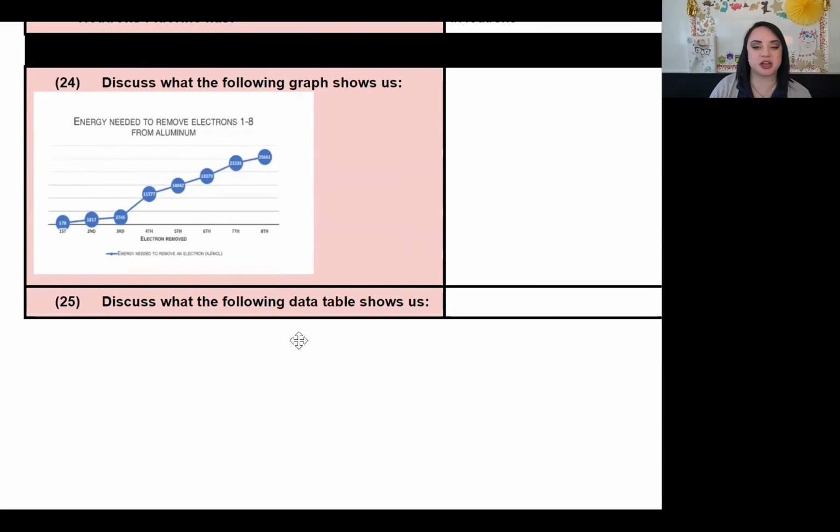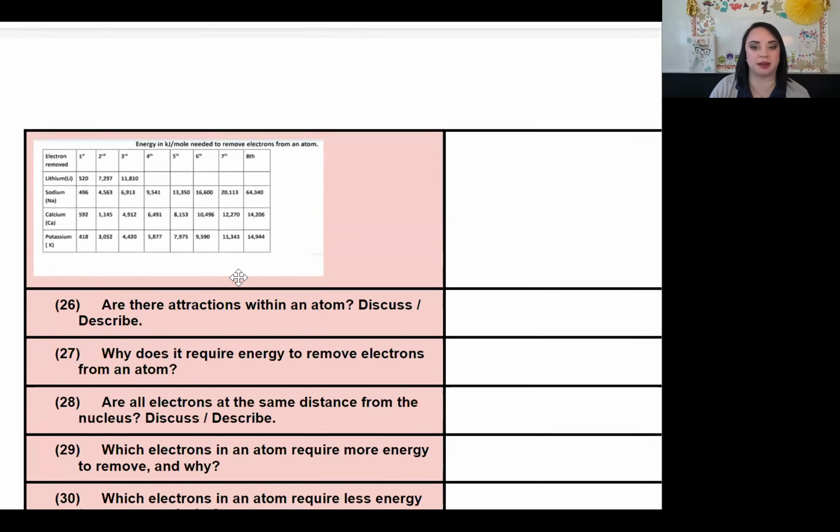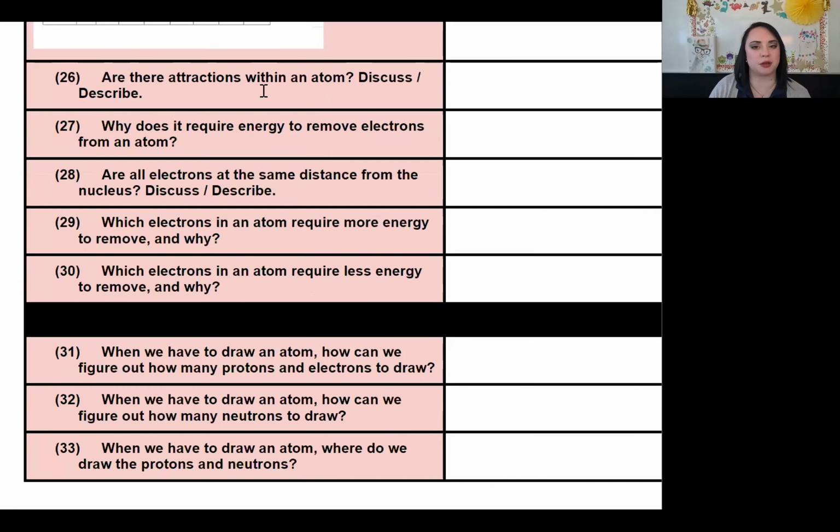All right, then this last chunk is getting at the last bit we covered on electrons and energy. So tell me what this graph is showing. What is this table showing us? Are there attractions within an atom? Why does it require energy to remove electrons?